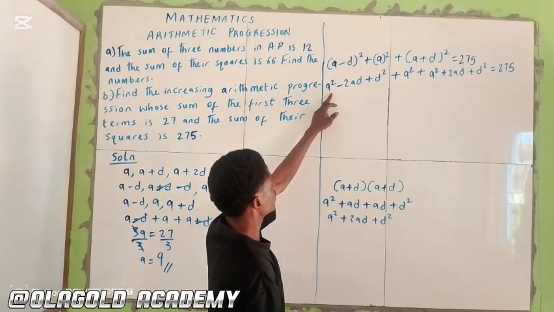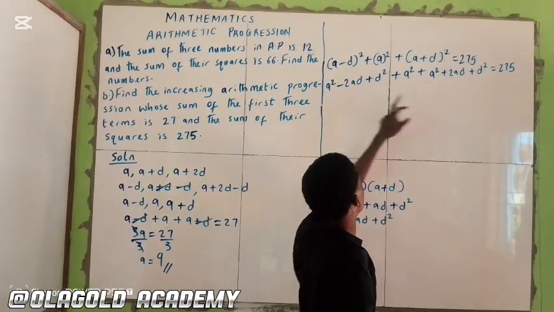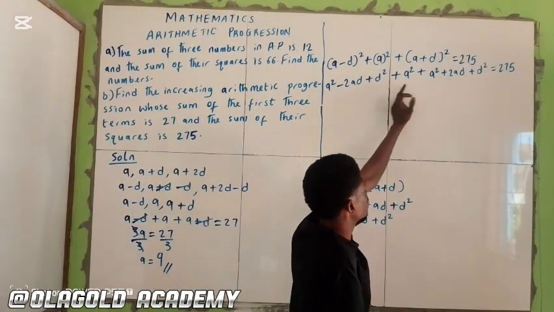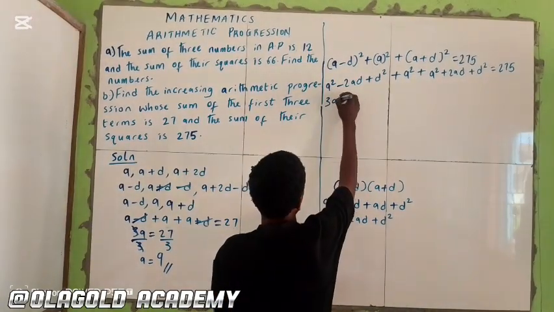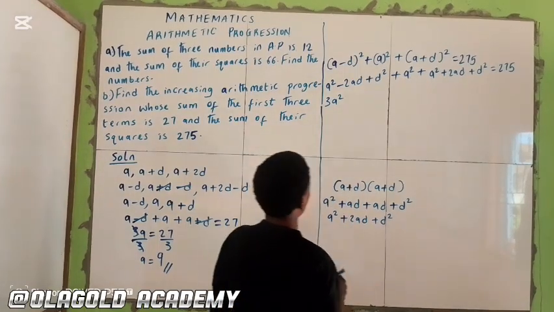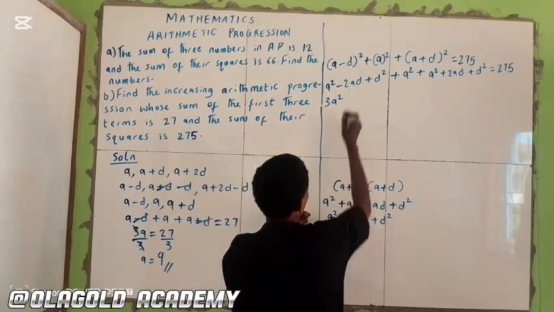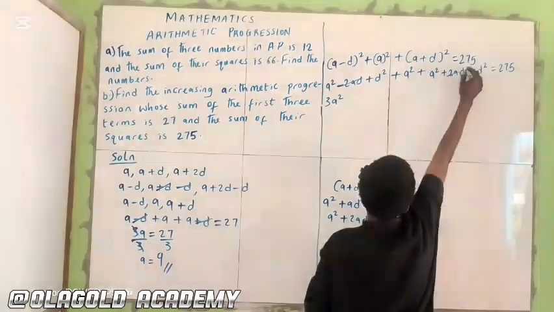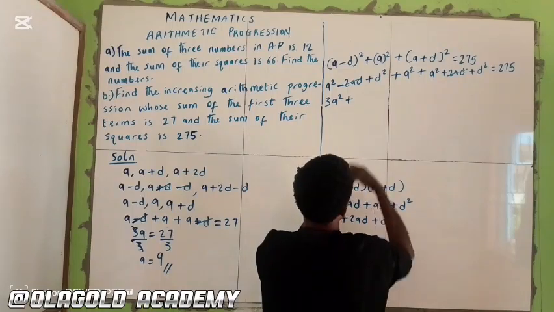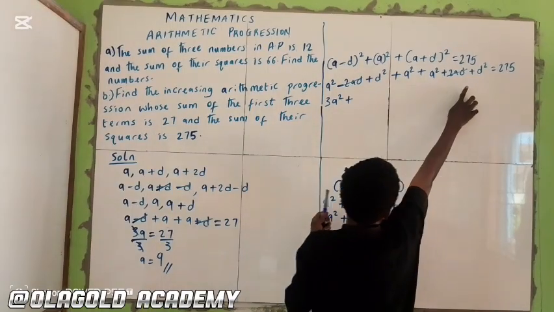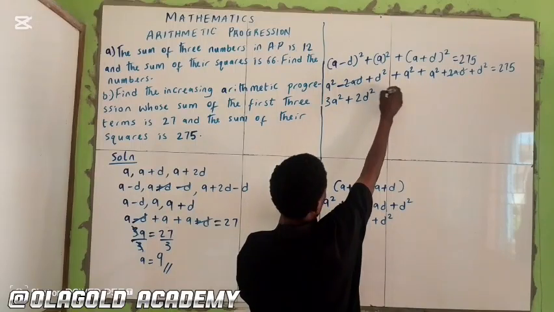Let's continue on this. a squared plus a squared plus a squared will give us 3a squared. Minus 2ad plus 2ad will cancel out. So d squared plus d squared will give us 2d squared, which equals 275.